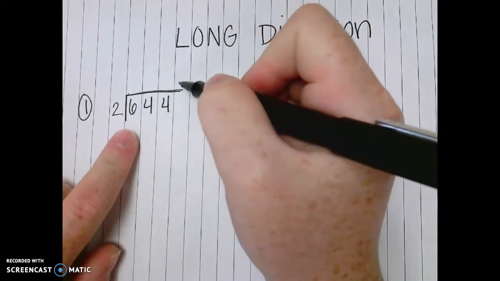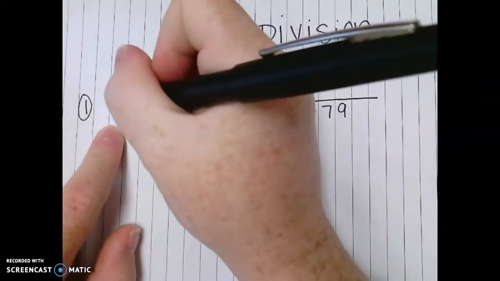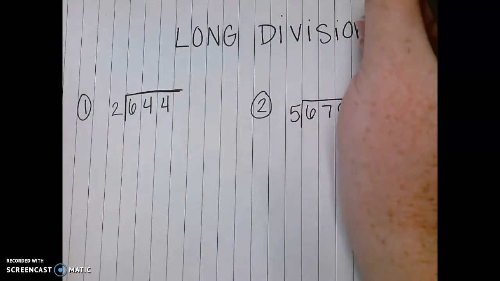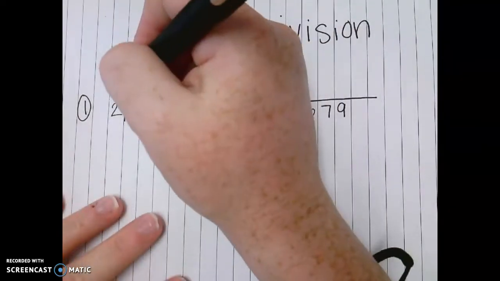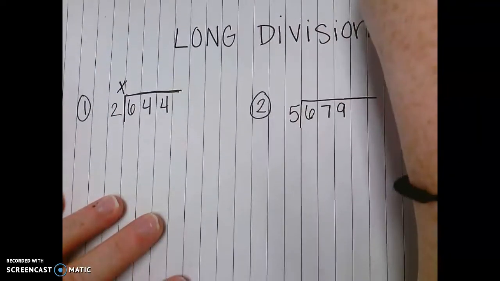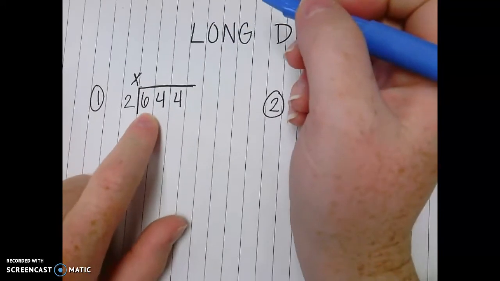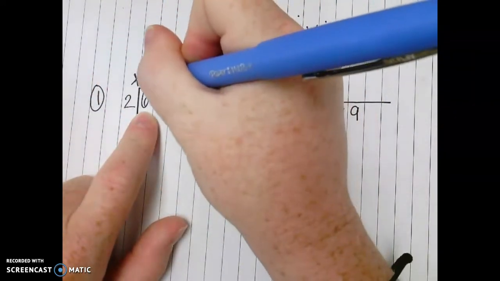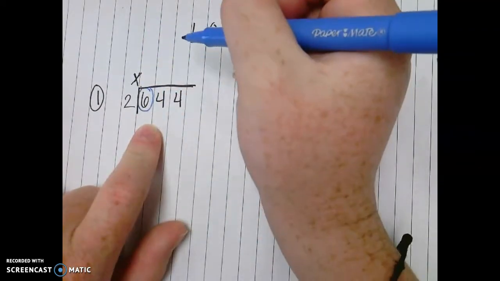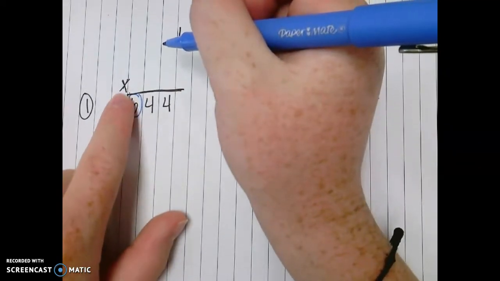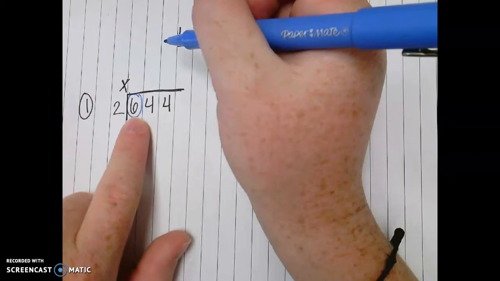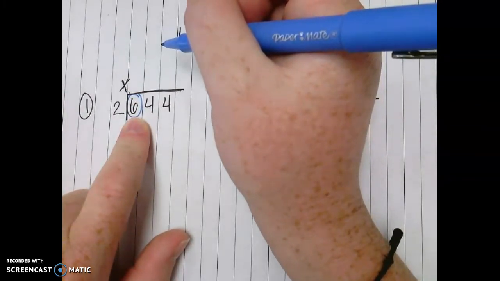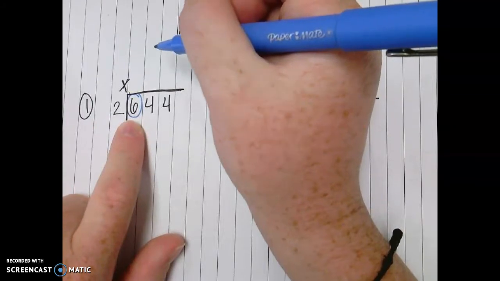644 divided by 2. Your smaller number is going to go on the outside, and your bigger number is going to go underneath your house. Our first step is to look at the first number under our house. If it's bigger than 2, then I'm going to circle it. Now we look at our 2. 2 times what is going to get me close to 6 without going over?